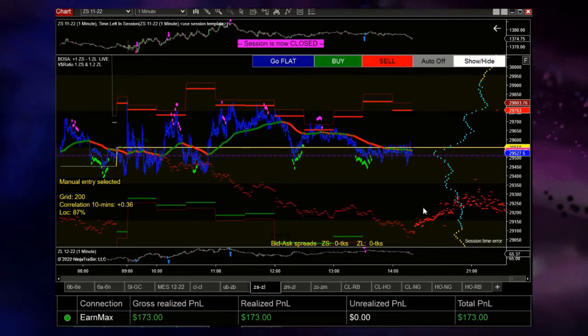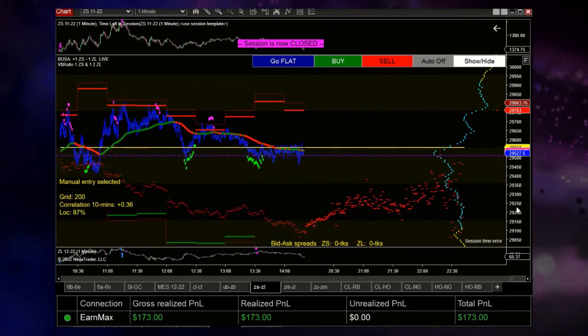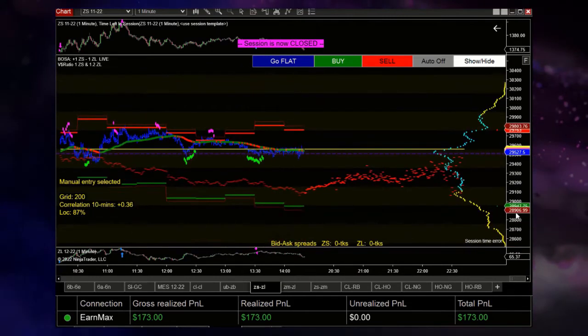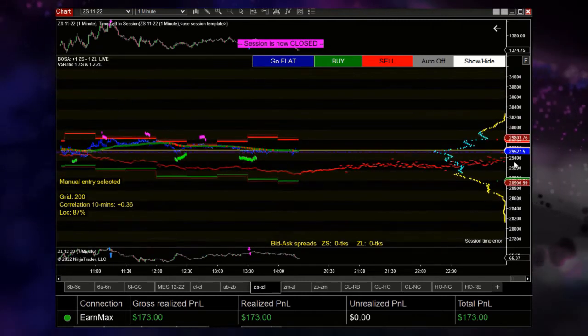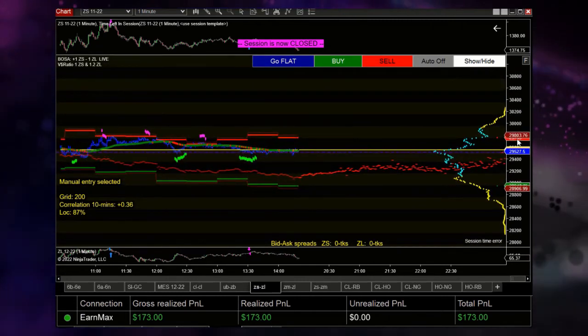So let's go over now, let's take a look at the new feature. I really am excited about this one. This is a volume profile. Many of you would recognize it as a volume profile, right?